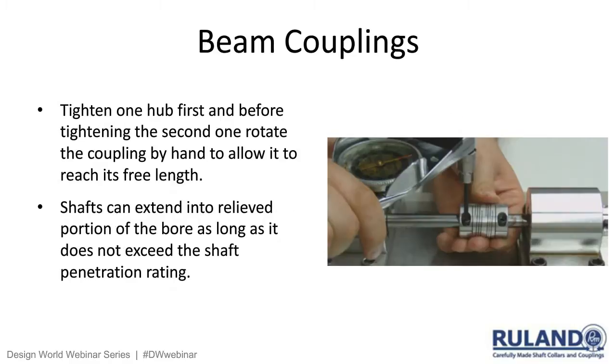Beam couplings: tighten one hub first, and before tightening the second one, rotate the coupling by hand to allow it to reach its free length. Certain couplings are prone to be installed either compressed or extended. This being beam couplings and bellows couplings seem to have the biggest issue with this. It's very important not to install these couplings either compressed or extended. It drastically reduces the service life of the coupling if it's not installed at the correct length.